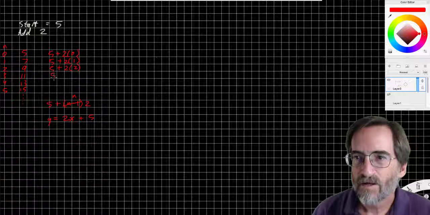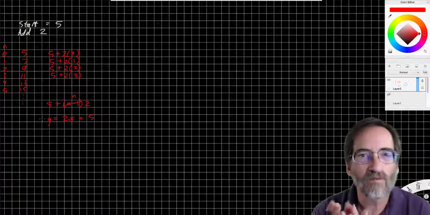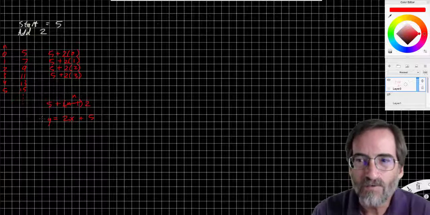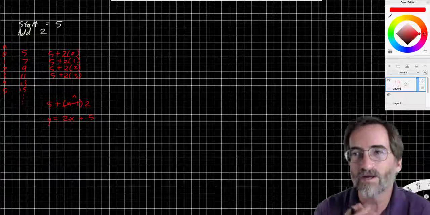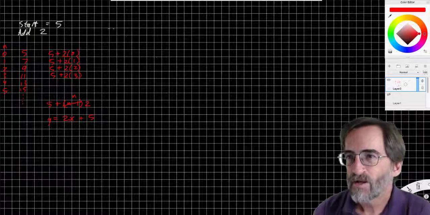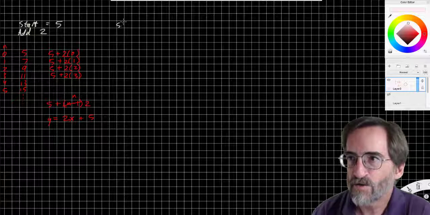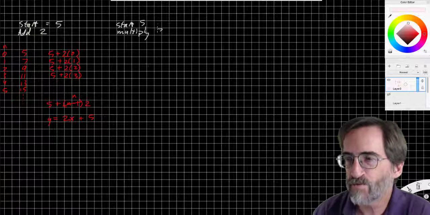Okay, this is a well-known pattern. It's linear growth, right? We're quite familiar with the slope-intercept form of a line, y equals 2x plus 5, where 2 is the rate of change, 5 is the start value or the y-intercept. Okay, so let me change the rules a little bit. Now I'm going to start at 5. And I'm going to multiply repeatedly, not add. Multiply. So I'm going to multiply by 2.